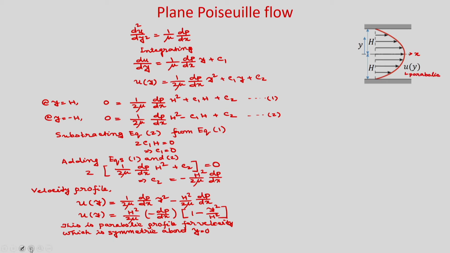You can see here that we have written this dp by dx as minus dp by dx. So, you can see that flow will take place from high pressure region to low pressure region. So, in the positive x direction or along the axial direction, your pressure will decrease, hence minus dp by dx will be a positive quantity. That is why we have written minus dp by dx.